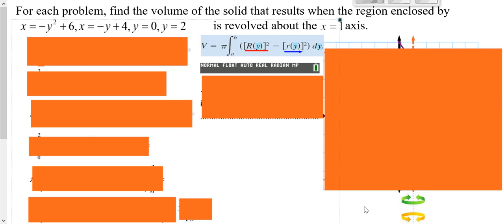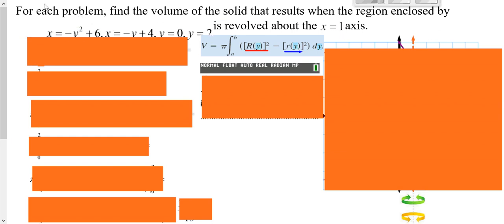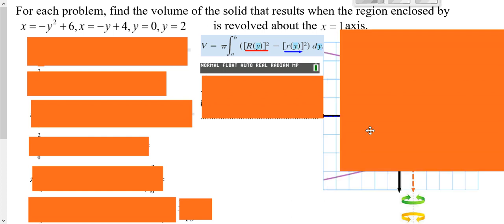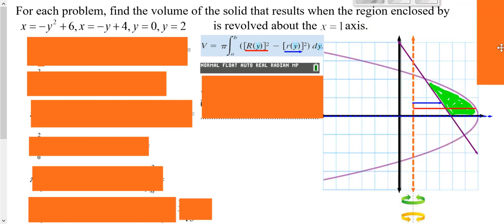Okay, so we're going to continue to take a look at washers. We're going to have a sideways parabola, we have a diagonal line, we have y is equal to 0, which is the x-axis, and y is equal to 2. We graph all that, and we are looking for the region that's bound by all that.